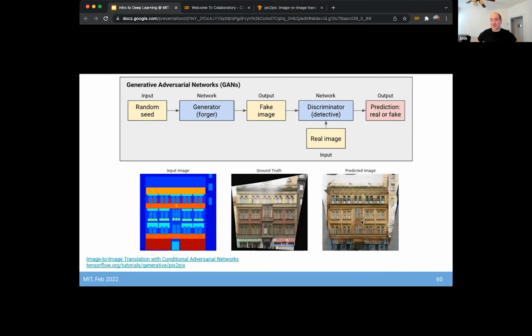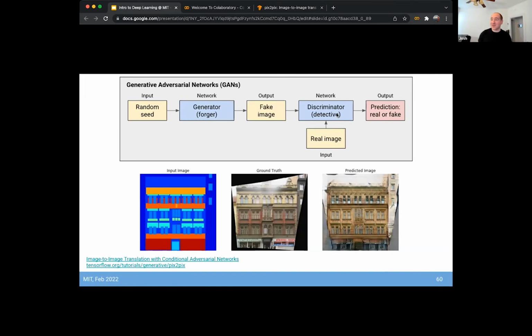there are two types of neural networks, and they're trained. The reason they're called generative adversarial networks is that the neural networks are trained adversarially. You have one model, which is a generator, and the generator's job is to generate an image. And you have a second model called a discriminator or a detective. The detective's job is to say whether that image is real or fake. And you train these networks against each other.